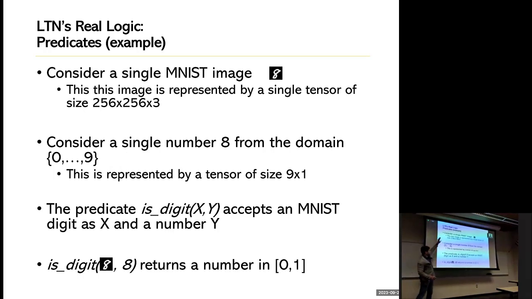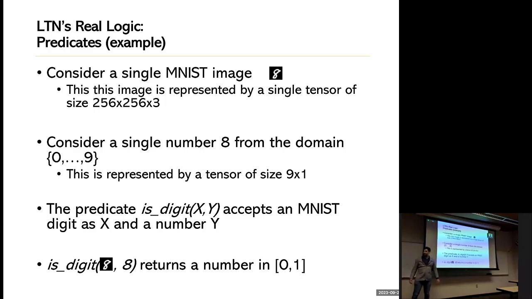So to give an example, we have an MNIST image, that one right there. This image is represented by a tensor of dimensions 256 by 256 by 3, the dimensions of the image. If we consider a single number 8, not the image of 8, this is represented by a single tensor of 9 by 1. So the predicate is digit(x, y). If we say we have an MNIST image as x, and we have a number of this domain as y, once this is grounded, it's going to return something in the unit interval. Is this MNIST image an 8? You want it to map to [0, 1].